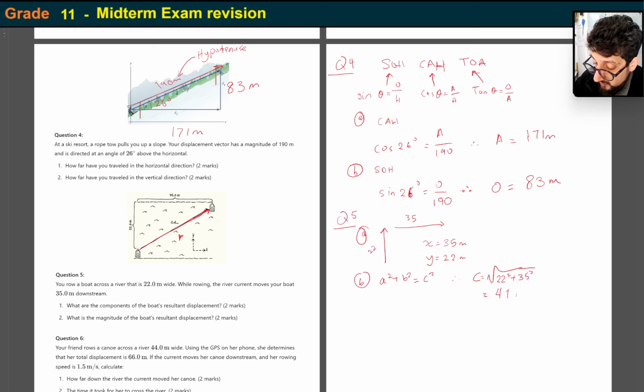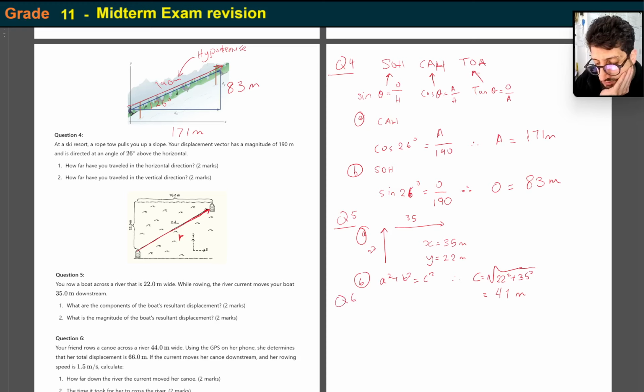41 meters. Since it's displacement, we usually include a direction, but it specifically asked for the magnitude. It didn't ask for the displacement, it asked for the magnitude of the displacement. So it just wants the size of it. So it's just 41 meters. Now, if you're really pedantic, you can still say northeast if you want to, but you don't have to, okay? You can just say 41 meters. Right.